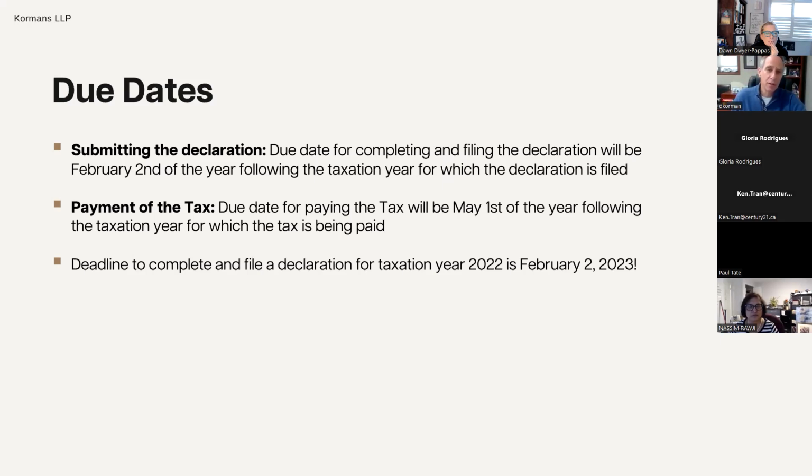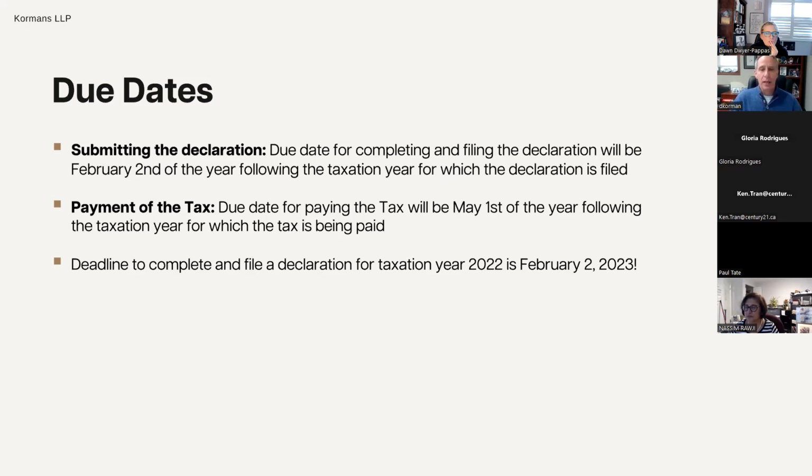But where it gets a little more complicated is when you have to put in some backup information, or people aren't sure what they're supposed to be declaring depending on their status. And we'll get into some of the options in a minute. So anyways, February 2nd, you've got to file the declaration, everybody.